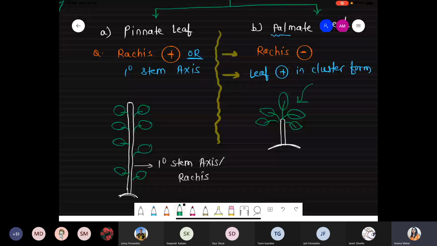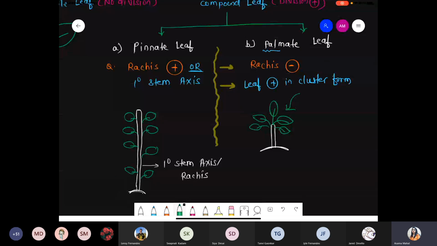Remember only one, the palmate, the palm condition. Leaves are present in a cluster. There will be one point, and from that point multiple leaves get originated. Okay, and on the basis of that you can remember the pinnate. Remember only one, any one.